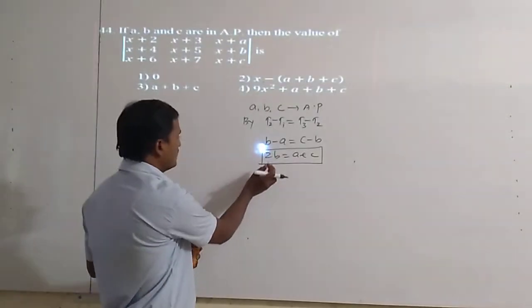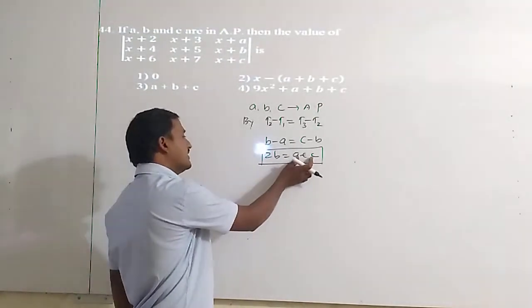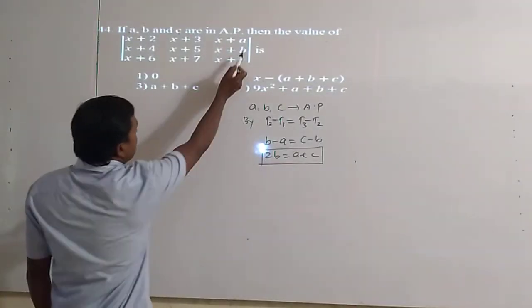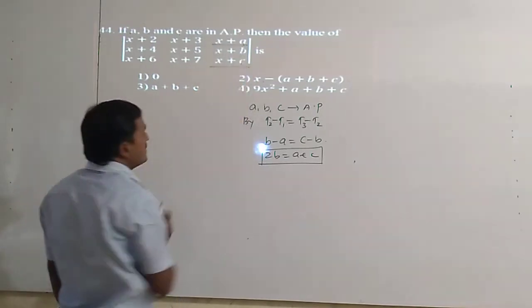Whenever we get 2B, we replace it with A plus C, or whenever we get A plus C, we will replace the value by 2B. So therefore here A is there and here C is there. So here it is in R3 and here it is in R1.